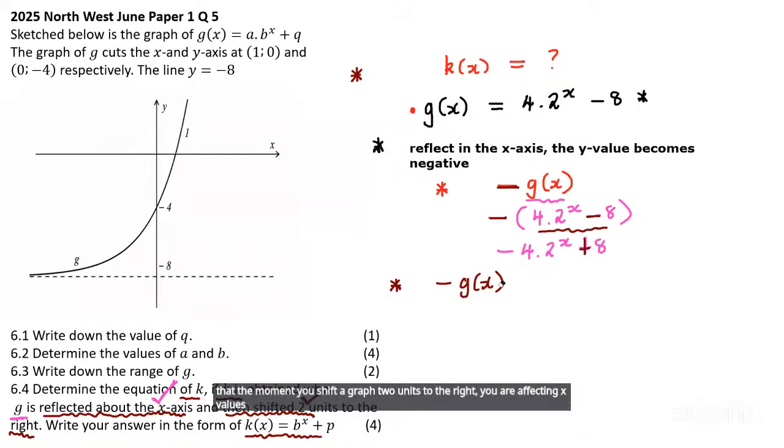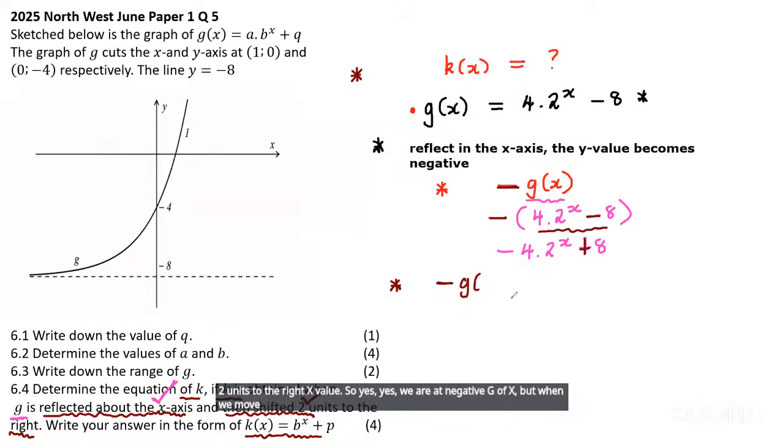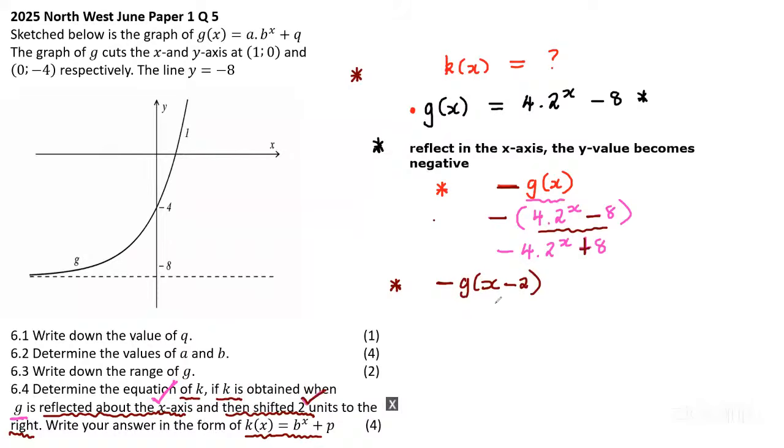X values. Two units to the right, x values. So yes, we are at negative g of x. But when we move 2 units to the right, we write it as x minus 2. All right. Listen to this.